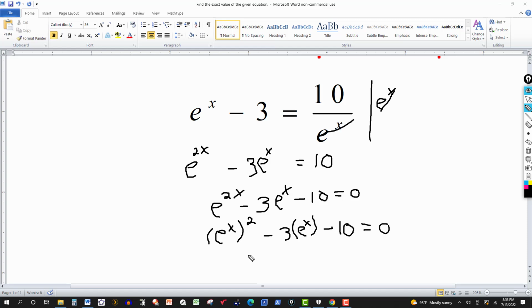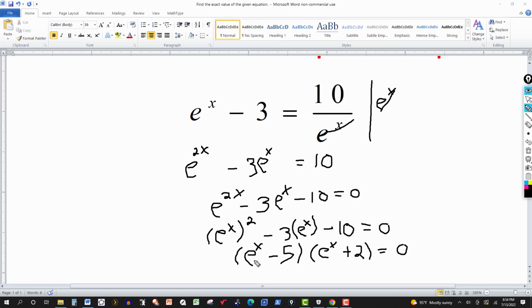And I'm going to try to factor this and say, well, this is going to factor into e to the x, factors of 10, minus 5, minus 2. And you can switch the signs, but it looks like it'll work if I write it e to the x minus 5 and e to the x plus 2. So basically I have a quadratic in the variable e to the x, and I have one side 0. And we can check this out.